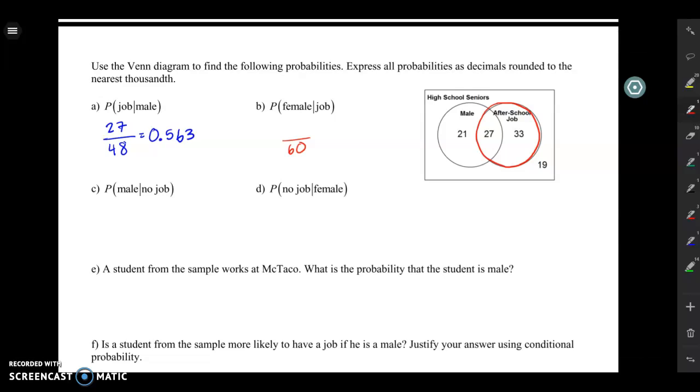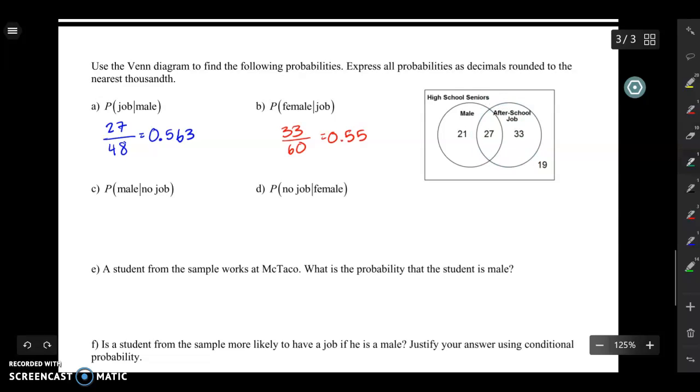And now of those 60 kids that have a job, how many of them are female? And that's going to be everyone that's not in the male circle. So that's going to be 33. And that is going to be 0.55. So that means that the probability of being female given that you have a job is 0.55. Let's do a couple more so you guys can get more practice using these Venn diagrams.